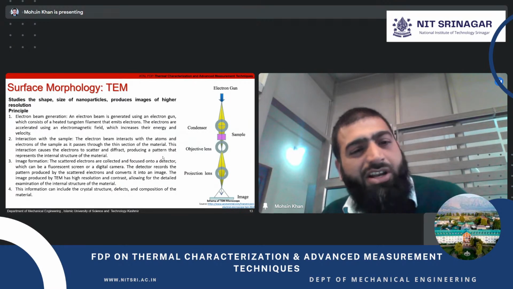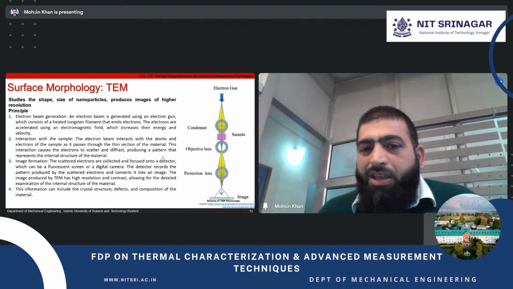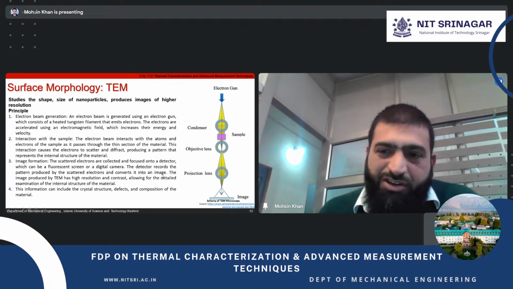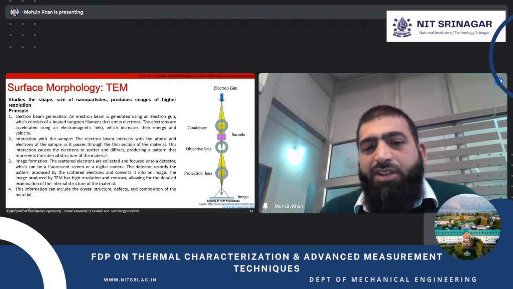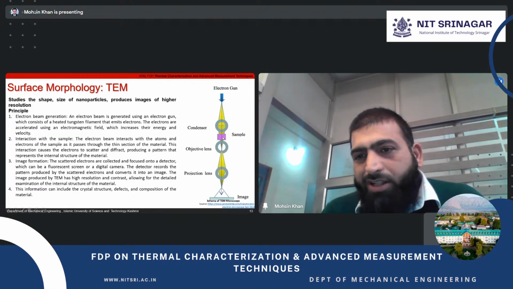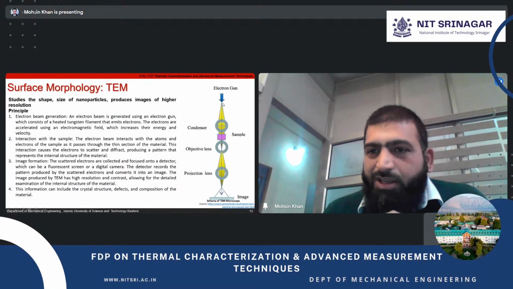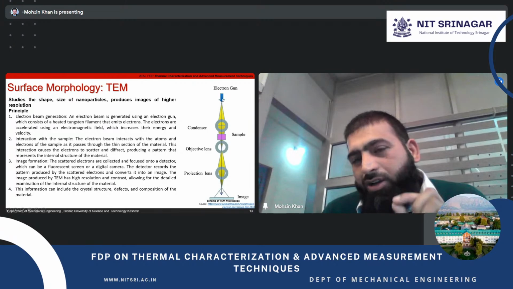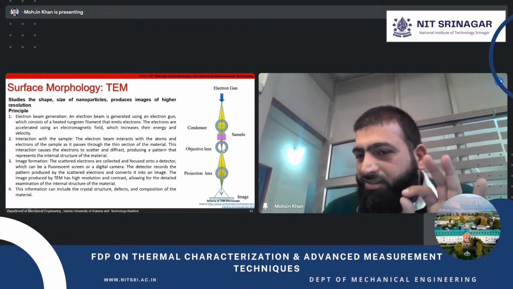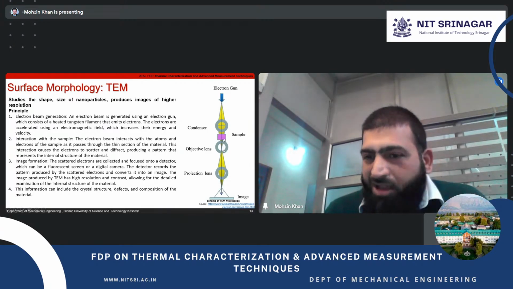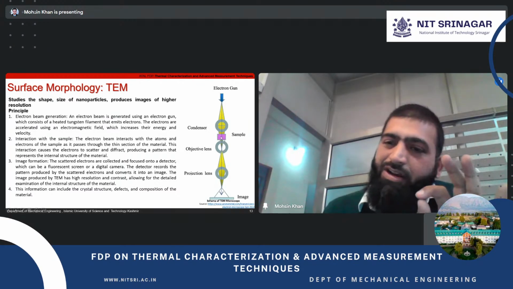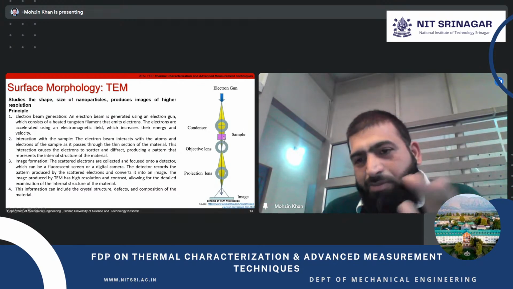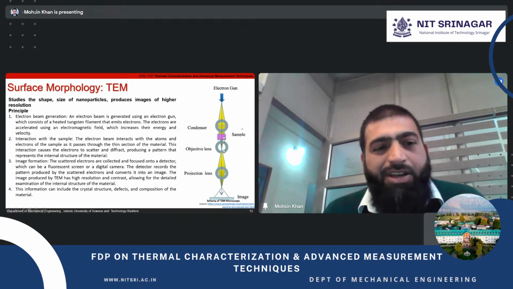The transmission electron microscope is essentially a microscope wherein the image is generated on the basis of the transmission of the electrons through a sample. You can see this is our sample in violet color. When we push high-speed electrons onto the sample, a few electrons are passed, a few are absorbed, and a few are reflected back. So based upon the response of the electrons, we have an image.